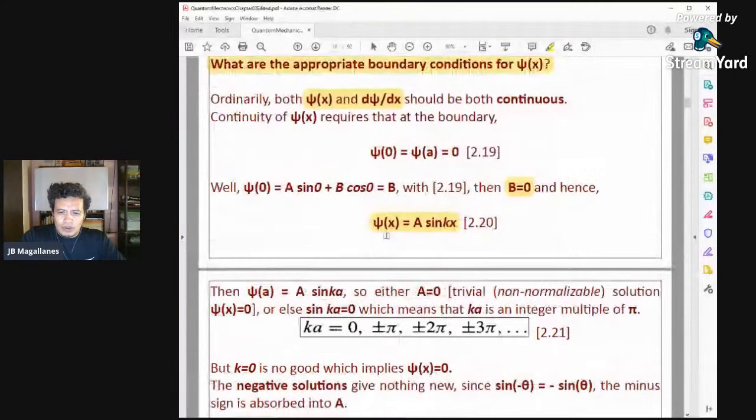So how about when x is equal to a? When x is equal to a, this is a sine ka. So it's either a equal to 0 or sine ka is equal to 0. That's the only two options you have to make your phi of x equal to 0. But a equal to 0 is non-normalizable because it gives you everything to be 0. All of the stationary wave function will be 0. So that is a trivial solution. That is non-normalizable, so we don't consider that. So you're left with no choice but to choose sine ka is equal to 0.